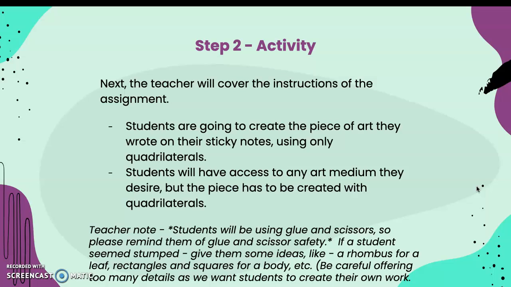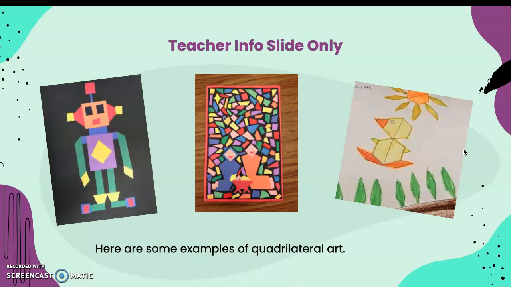It is important for you, if you're teaching this lesson, to go over the glue and scissor safety. And if a student does seem to need a little bit of help, or they can't think of anything, or they know what they want to use but they can't think of a quadrilateral to use for it, then you can give them some ideas. But make sure you don't go into detail too much, because we do want to make sure that this is an original work of art by the student and not a copy of what somebody else expected them to draw or create.